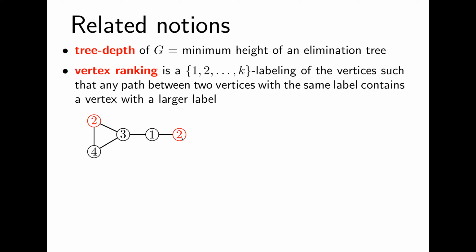And this is a valid vertex ranking because there's only one path between them, and this one path between them has a vertex with a larger label, namely this label 3 here. And this you check for any two vertices with the same label and for any path between them, and then this is a vertex ranking.